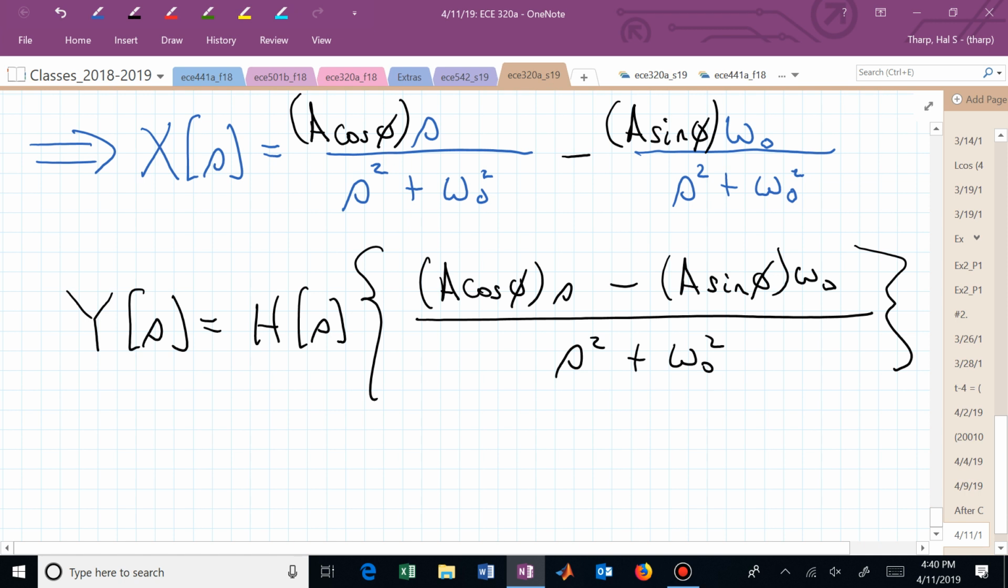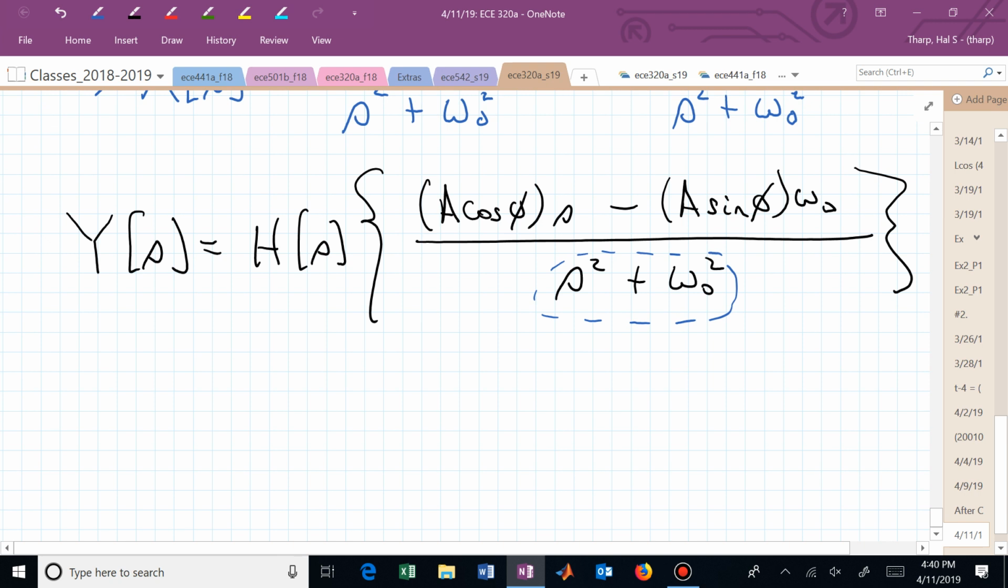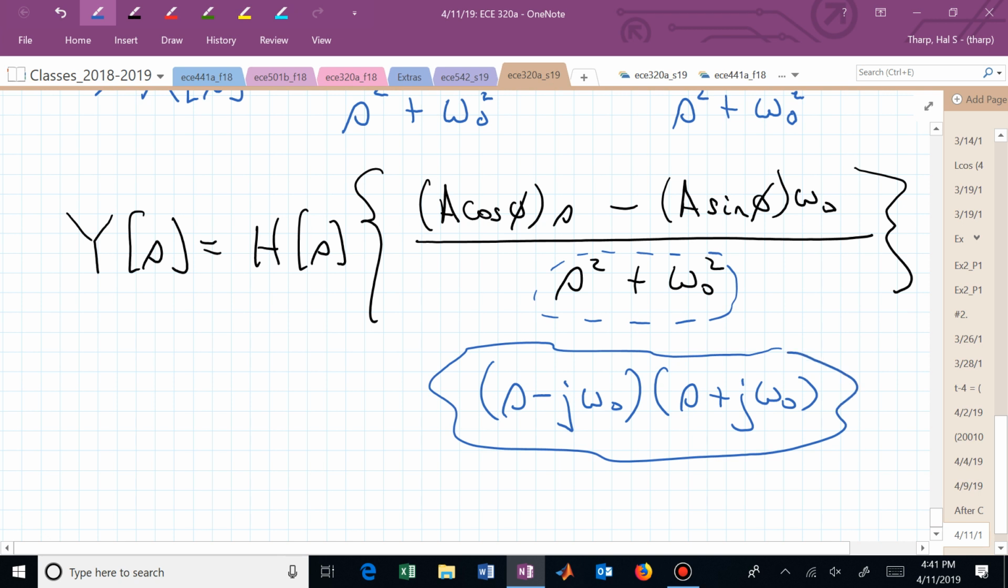But where are these roots? They're on the imaginary axis, aren't they? These are at plus and minus j omega naught. So if we wanted to, we could rewrite this as an s minus j omega naught times an s plus j omega naught. This is just another way of rewriting that denominator.